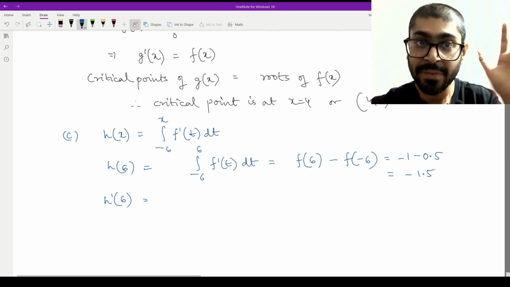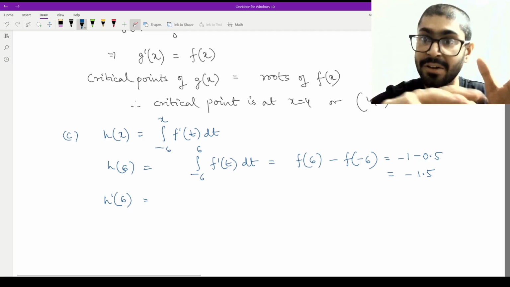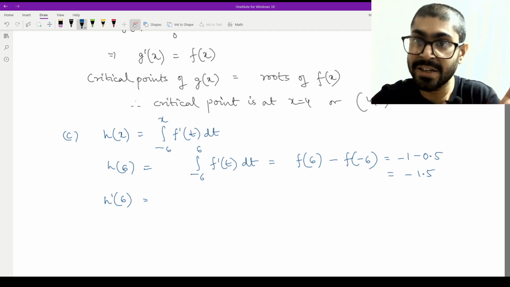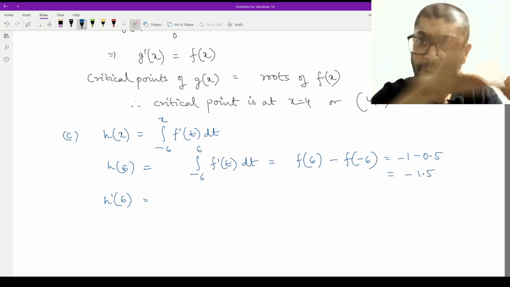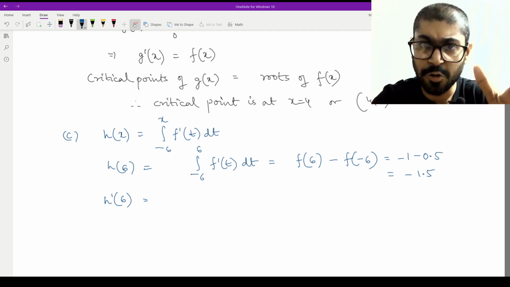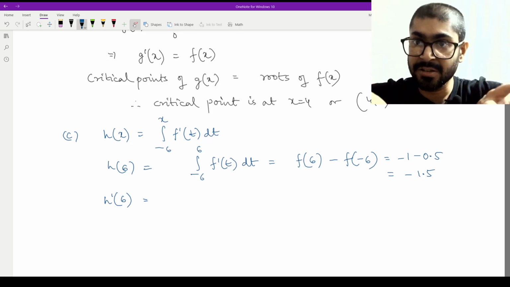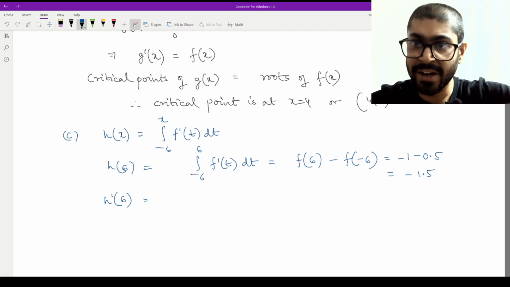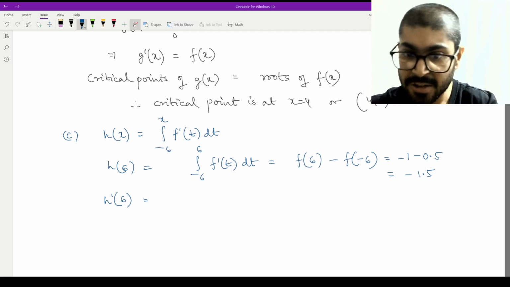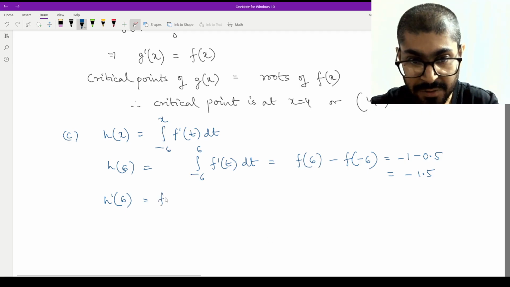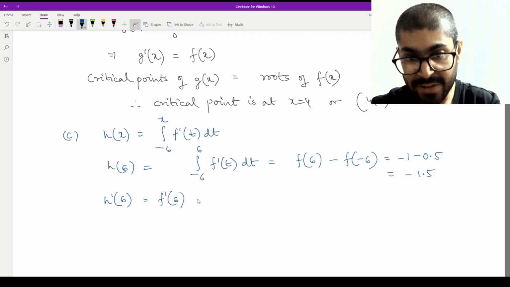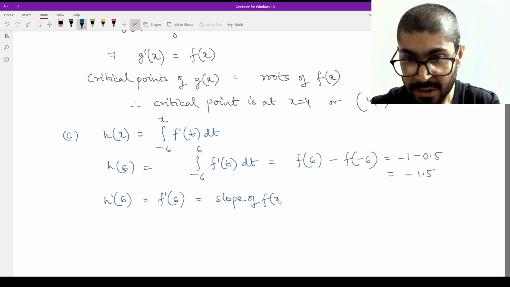I'll explain it again. h of x was given as the integration of f dash t. Now the integration of f dash t is f of x, or whatever the value of the definite integral that is given to you. Here it is from minus 6 to x. Now if h of x is equivalent to f of x with certain stipulations about the definite integral, then h dash of x will be equivalent to f dash of x. So h dash of 6 will just be f dash of 6, right? Now f dash of 6 is the slope of f of x at x equal to 6.